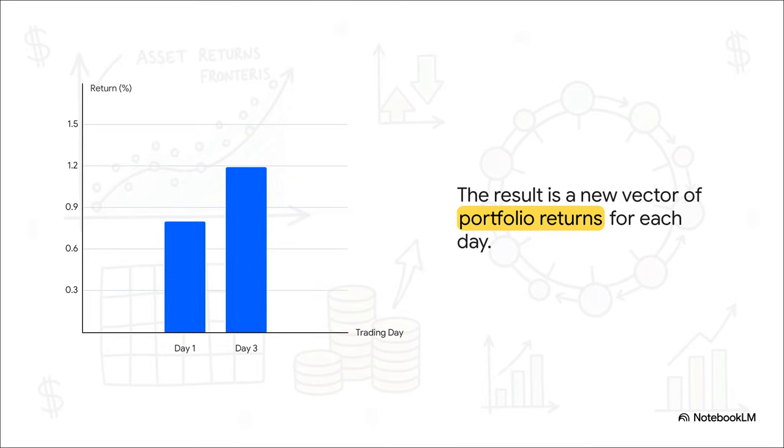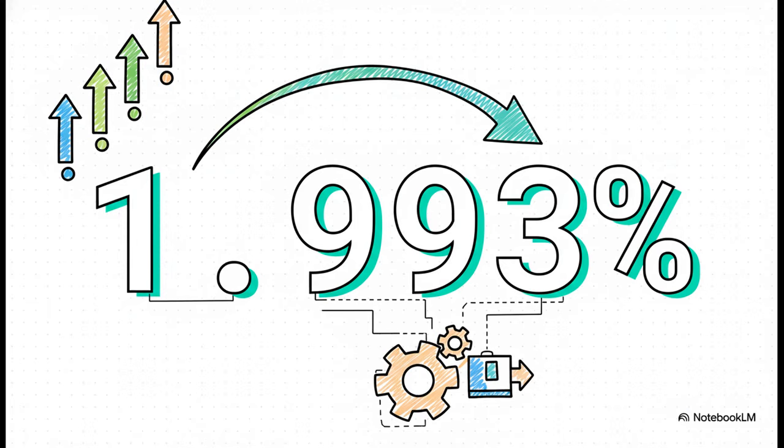The result of that operation is a brand new vector. And each element in this new vector is the portfolio's total return for that specific day. Day 1, up 0.8%. Day 2, down a little bit. In one command, we've calculated the performance for the entire period, letting us see the daily ups and downs of our strategy. And from there, it's easy. We can just compound these daily returns to get our total performance over the whole 5-day period. In this case, a gain of just under 2%. This right here is the core logic that powers pretty much every modern backtesting engine out there.